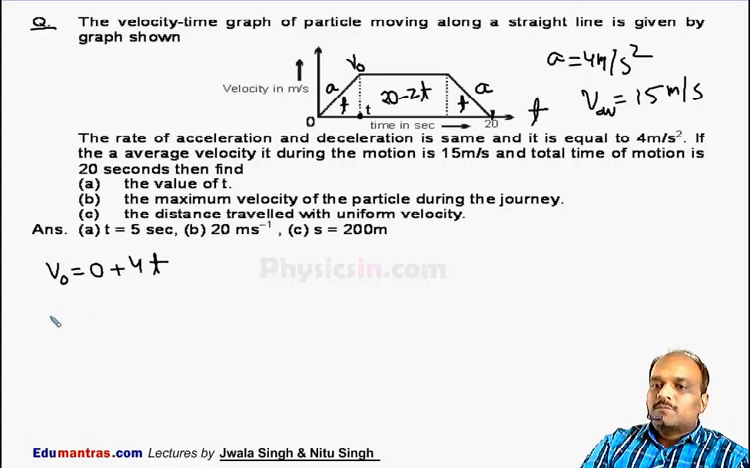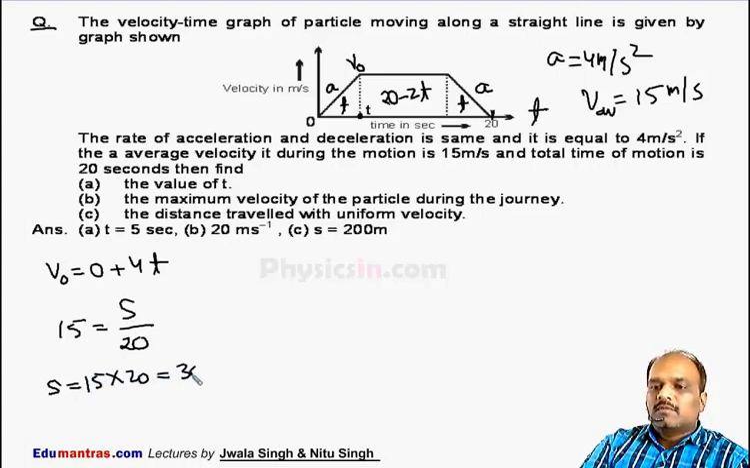We know the average speed is 15, and average speed is the total distance traveled divided by total time taken, and the time taken is 20. I am assuming s is the total distance, so s comes out to be 15 into 20, that is equal to 300 meter. So the total distance traveled by the particle is 300 meter in this 20 seconds.